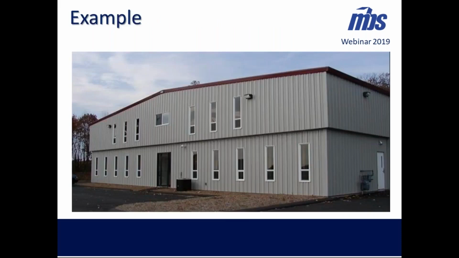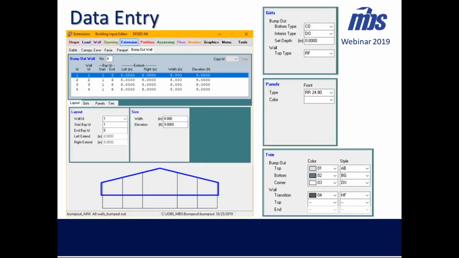Here's an example just showing a building with a bump out. And so we're going to put this in MBS and run it. So this is the building entry screen for the bump out feature. It's laid out in the normal structure that you're used to seeing, which is a record structure, and then you have sub-tabs. You have the layout where you're going to enter the information pertinent to the size, what bay it starts in, what bay it ends in, and its extend if it's necessary.